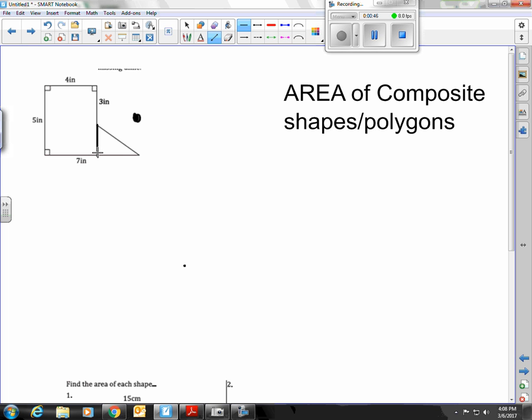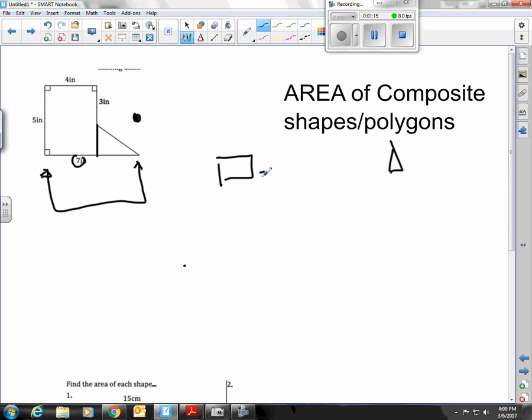One thing I want you guys to notice is this. If you can circle this 7 right here, this 7 goes from here to the very tip of the triangle. So the 2 shapes that we're doing are the rectangle and the triangle.